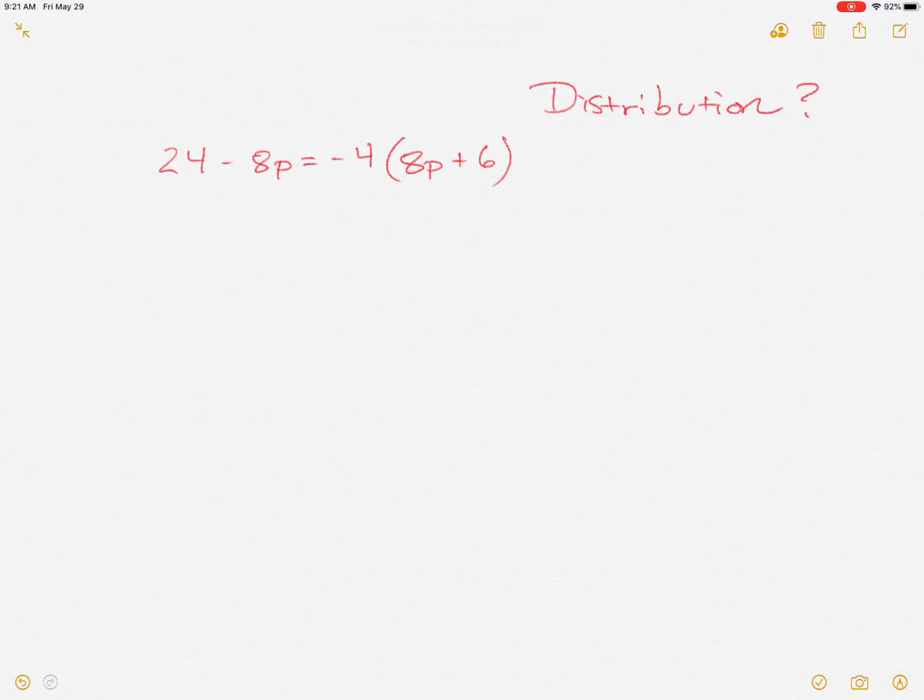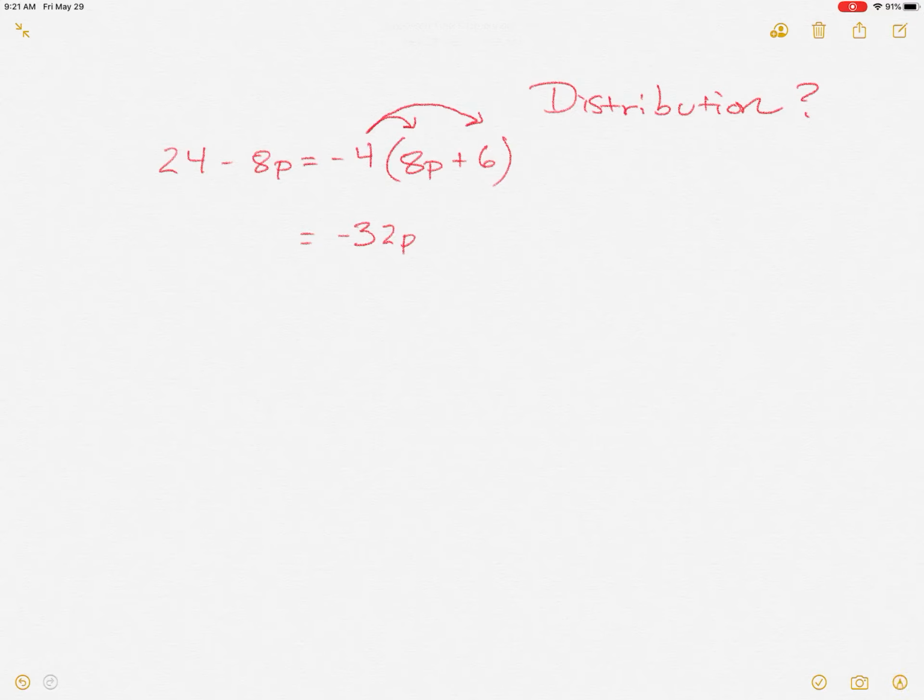These parentheses mean that we're going to multiply what is outside of the parentheses, or the coefficient, which is negative 4. We're going to multiply that by what's in the parentheses, and we're going to do that using distribution. All right? So here's what this is going to look like. We're going to distribute the negative 4 to both the 8p and the 6. And when we do that, a negative 4 times an 8p gives us a negative 32p.